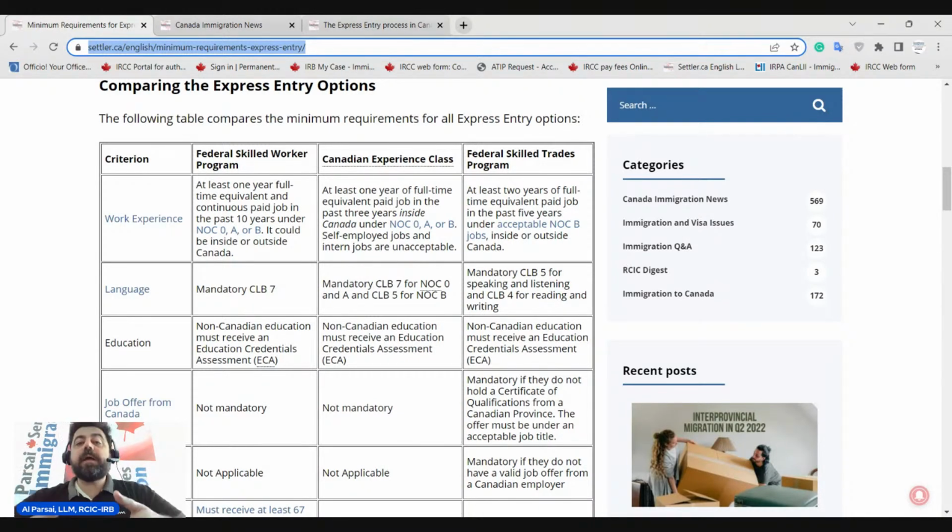Now, when you're applying under the Express Entry system, if you are a student in Canada and you do not have outside-Canada work experience, but while studying in Canada you were working, unfortunately you cannot count on that for the minimum requirements. But if, after finishing your studies in Canada, you work under one of these NOC codes, or if outside Canada you have worked under one of these NOC codes, then good for you. You meet the first minimum requirement.